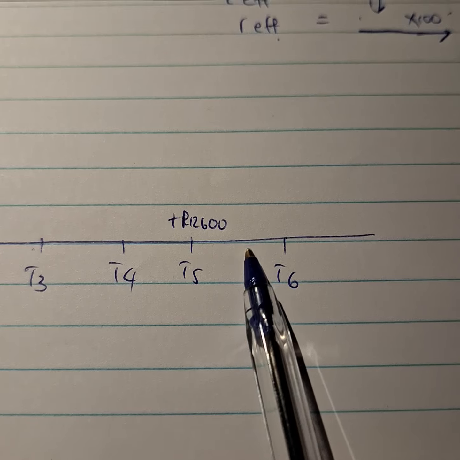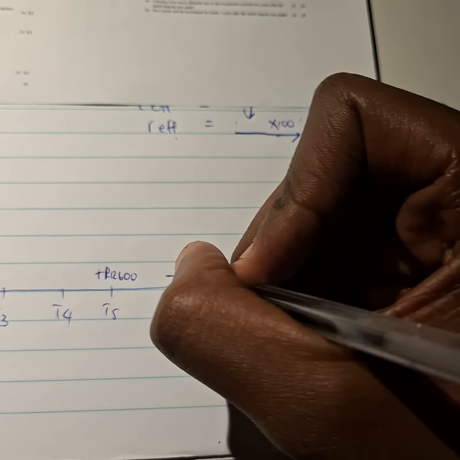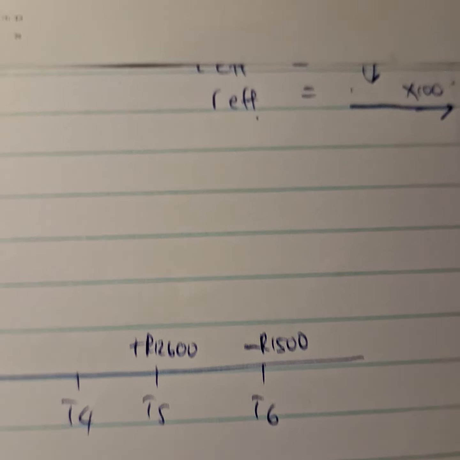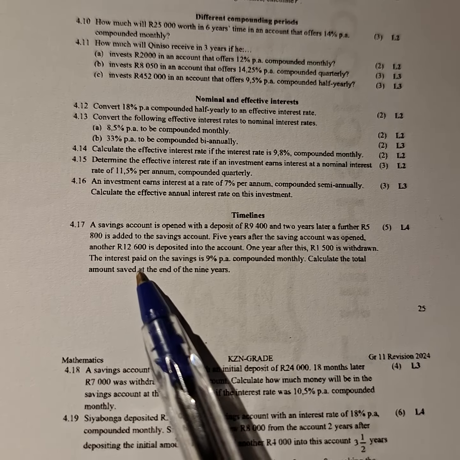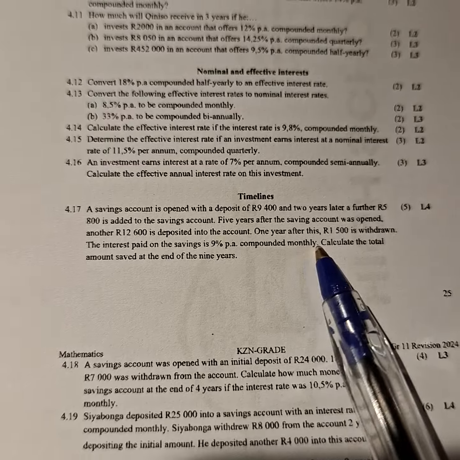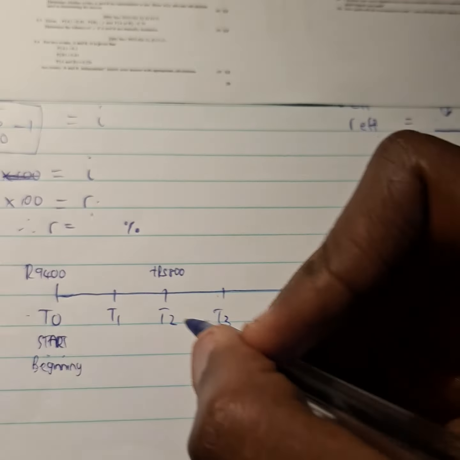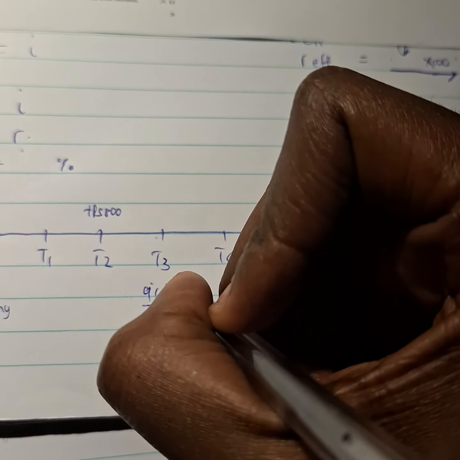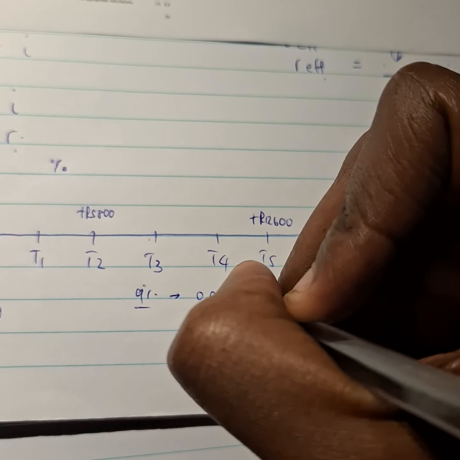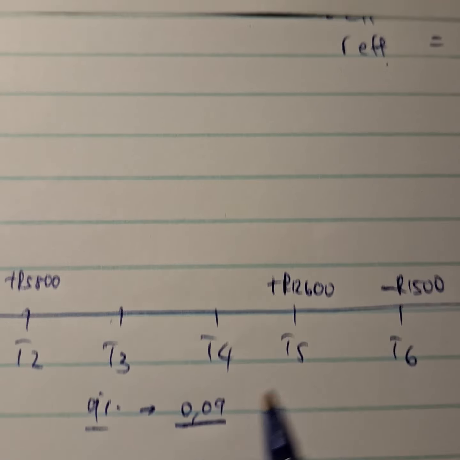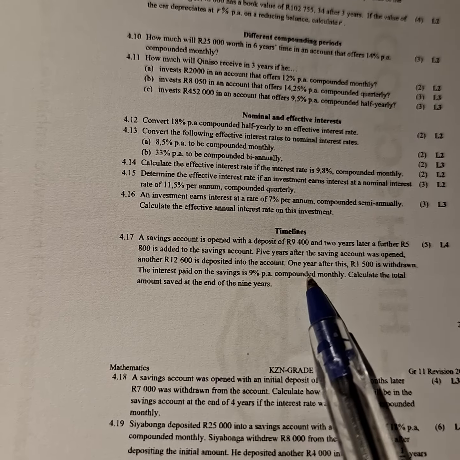A year after this, 1,500 is withdrawn. Then the interest paid on the savings is 9% per annum compounded monthly. Interest paid 9%. That 9% we know is going to be 0.09. Then we want to see if this interest rate will be affected. 9% per annum compounded monthly.